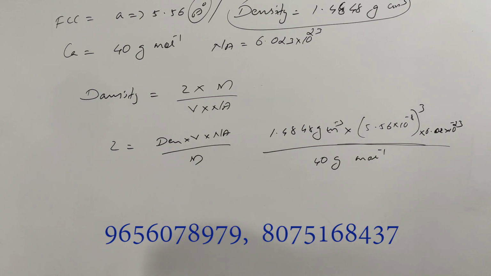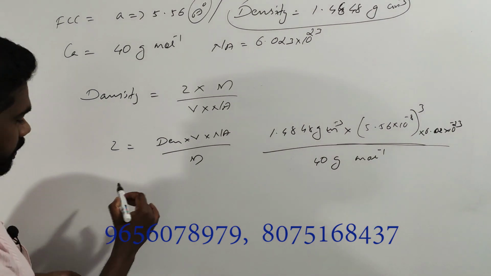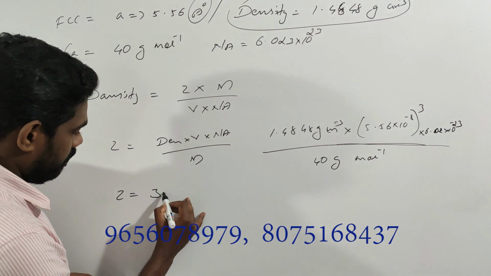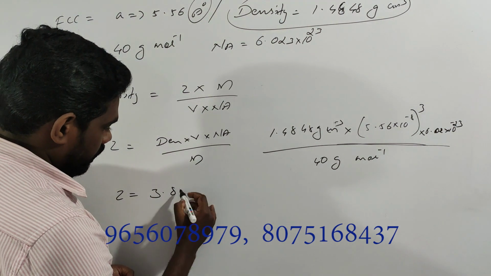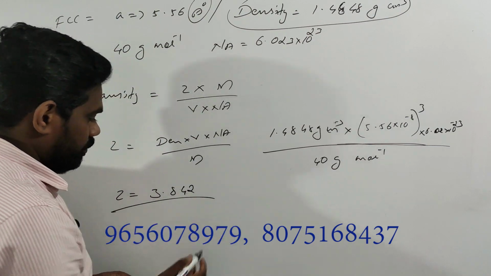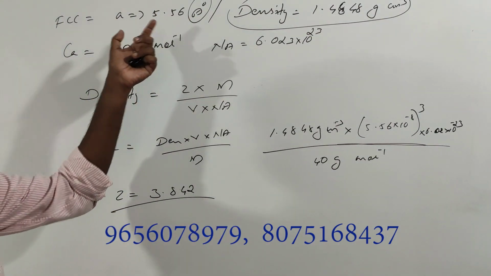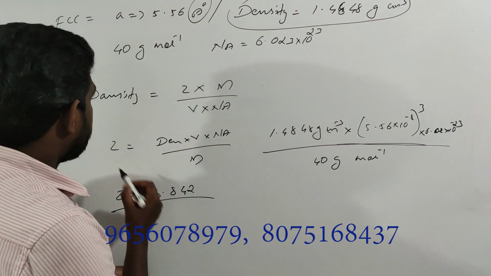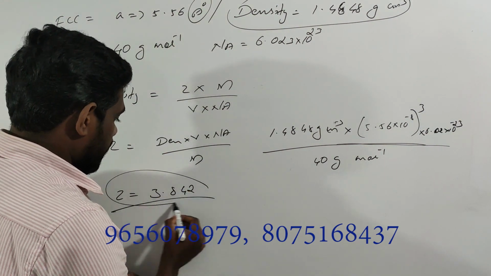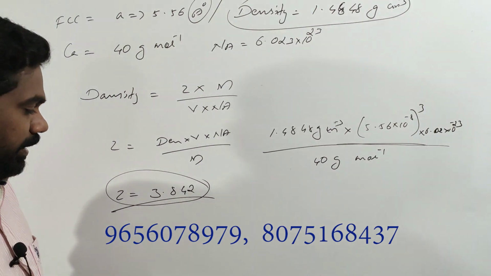Okay, this is the equation. So if we calculate the value of Z here, if this is 3.83, we will get 3.842. This is the value we will get for Z. Actually, for an FCC system we know the value of Z is 4. So this is the influence of the Schottky effect.